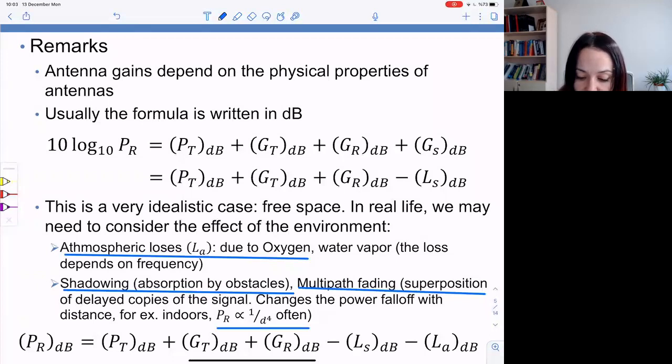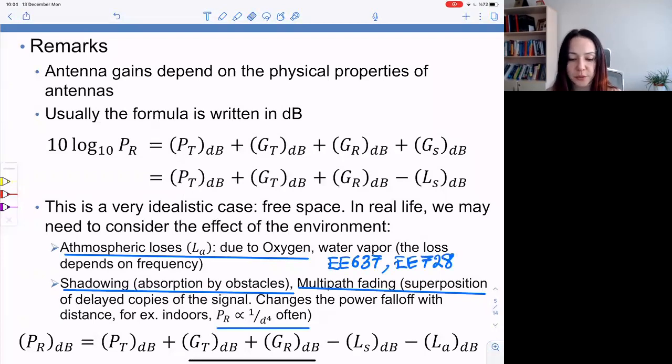or wireless communication. Those courses are EE 634. I'm sorry, 637 and EE 728. All right. So anyway, if you ever get interested in wireless communications, there are other courses, as I said, and other resources to study it. So let's go back to our link budget.